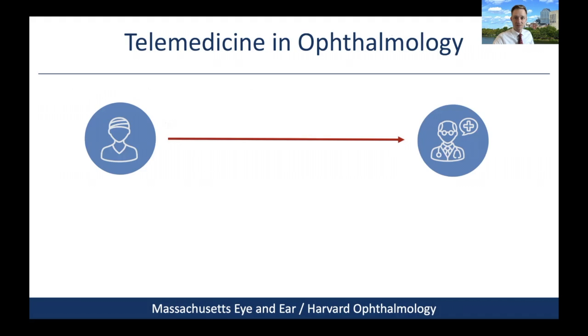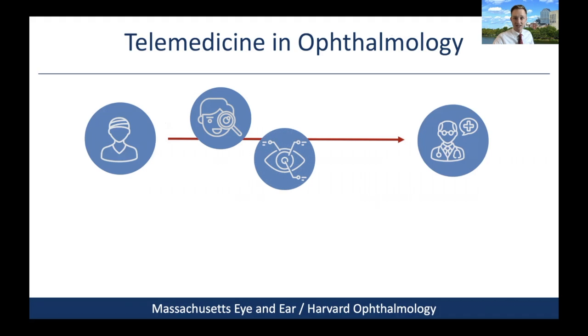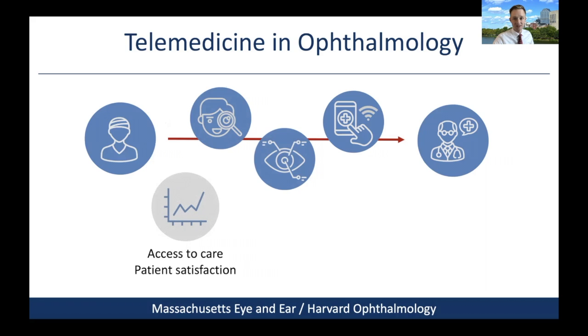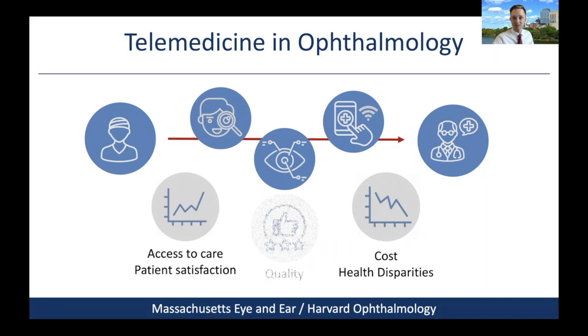Telemedicine in ophthalmology is predicated on the idea that a patient and a doctor can communicate via virtual means. In order for this to work in ophthalmology, we generally need to be able to evaluate the eye, interpret the images of the eye to make a diagnostic decision, and then use virtual means to relay that plan back to the patient. Today, we're going to talk primarily about capturing the images and interpreting the images. All of this together stands to improve access to care and patient satisfaction, decrease healthcare costs and health disparities, and ultimately maintain or even improve healthcare quality.